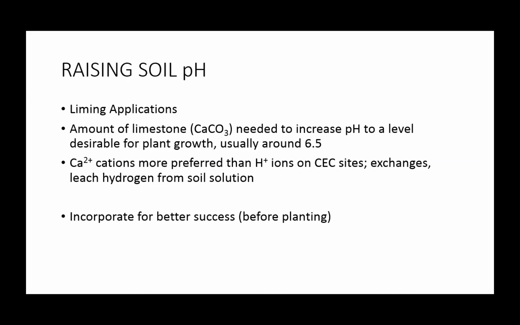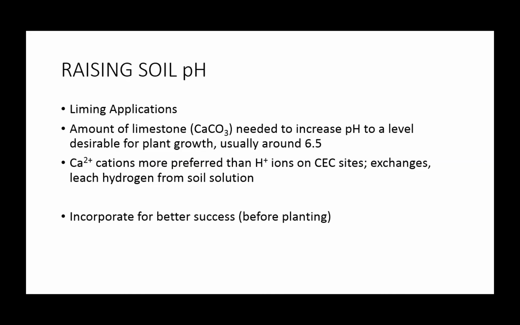So limestone can just be harvested from quarries and stuff. And there's a purity rating on it. Ideally, the higher the purity, the less you have to put on because you don't have other things mixed in there. And most average plants, when we think about crops and fruits and vegetables, want to be around 6.5. So just slightly acidic.